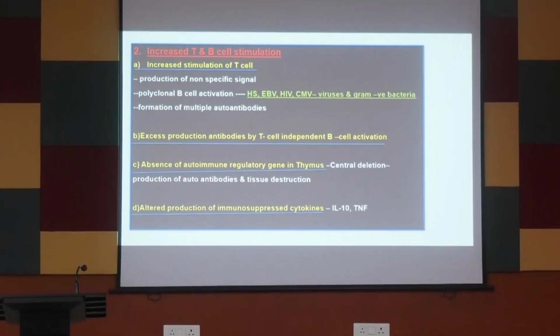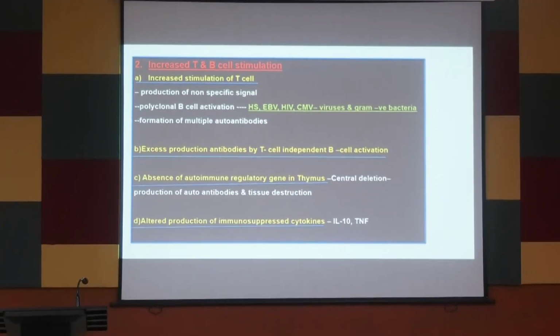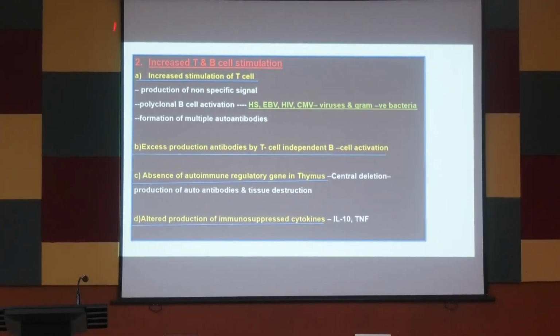Increased B cell and T cell stimulation, not going into details. So these are the different types of B and T cell stimulation. There may be different types of antibody production, or autoimmune regulation by central deletion and peripheral deletion that I told you about. If there is any abnormality of the immune system, it reacts to the self antigen, producing tissue destruction and disease.